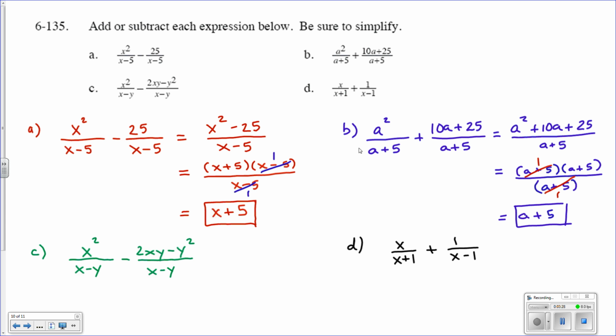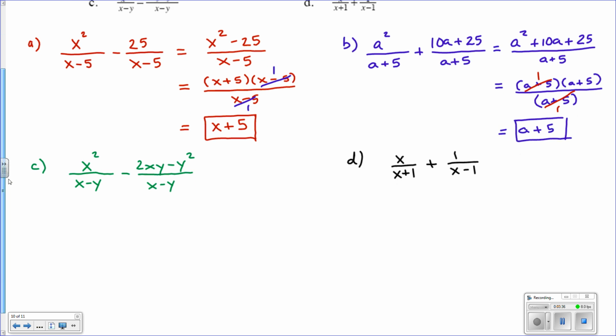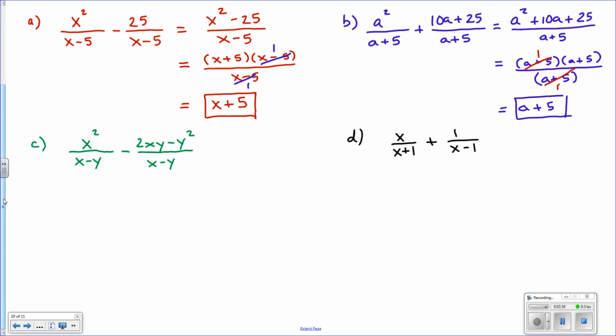So very similar to the problem before, except there's not a difference of squares. It's a perfect square trinomial. Let's scoot on down here to letter C. x squared over x minus y minus the quantity of 2xy minus y squared over x minus y. And this is one of the ones where you have to be careful. You are subtracting all of this from x squared.